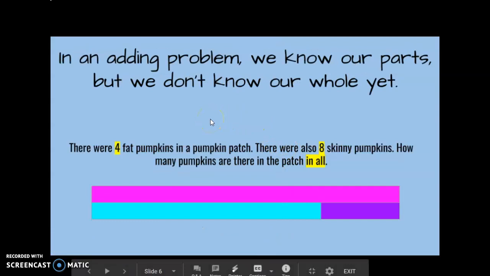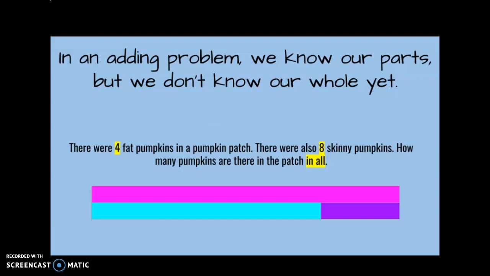So here's what we have. In an adding problem, we know our parts, but we don't know our whole yet. So we use those parts and then we figure out the whole. So I have an adding problem here. It says there are 4 fat pumpkins in a patch. There are also 8 skinny pumpkins. How many pumpkins are there in the patch in all?